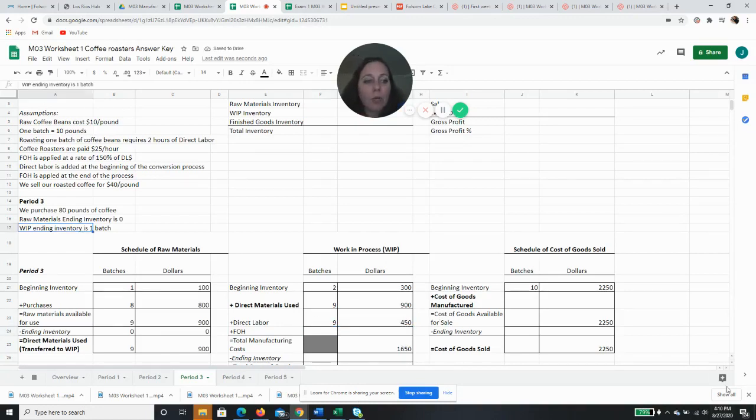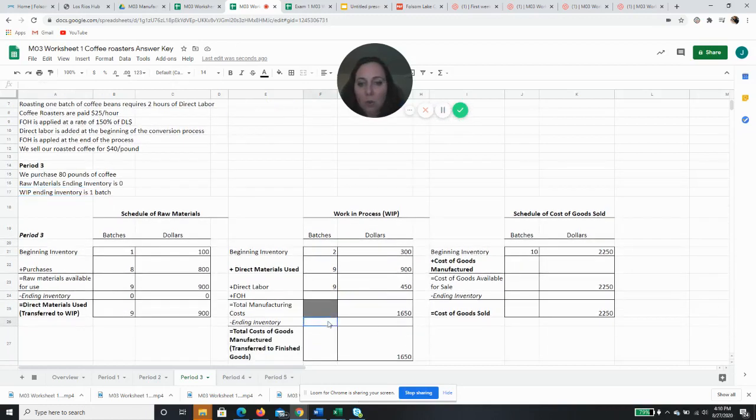Our WIP ending inventory is 1 batch. All right, so 1 batch. And we know 1 batch of ending inventory is $150. Okay, so in my beginning inventory, I had 2 batches. My direct materials that I transferred over were 9. So there were a total of 11. 2 plus 9 is 11. There were a total of 11 batches that I could have finished. I finished all but 1. I've got 1 sitting in ending inventory, which means everything else must have gotten finished.